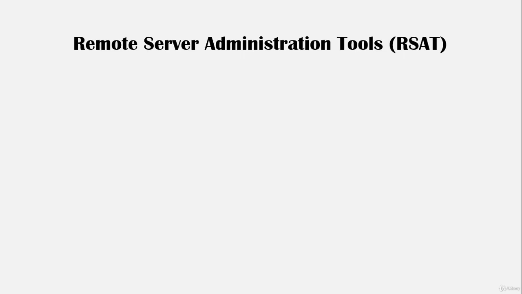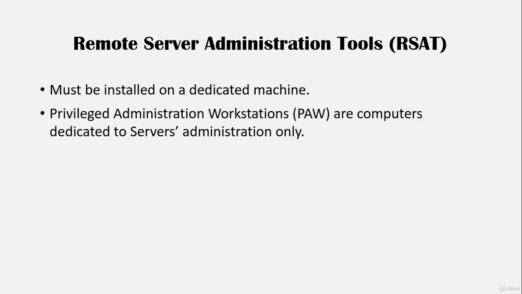The best practice recommended by Microsoft for remote server administration is using the Remote Server Administration Tools, or RSAT for short. RSAT must be installed on a dedicated machine, usually a Windows 10 workstation. These workstations are so-called Privileged Administration Workstations, or PAW for short. A PAW is a specially configured computer that you use only to perform remote administration tasks. You don't use this computer to read your emails or surf on the internet.